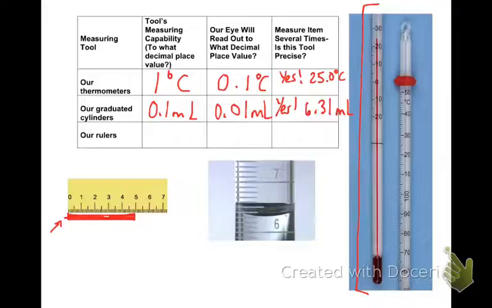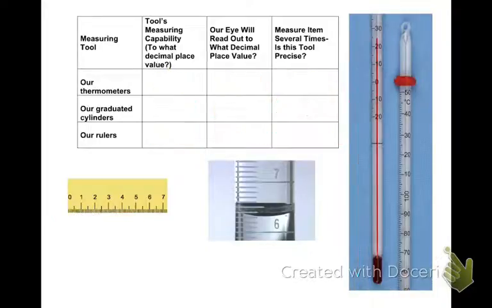So let's measure this out. Our rulers will measure out to the 10th place of a centimeter, also known as a millimeter. If you want to write that, that's fine. Our eye will read out to the 0.01 of a centimeter. And so if we look at that, that's maybe around 5.00. So yes, it is precise, and it's 5.00 centimeters. So every time you take measurements, you want to take them out to the appropriate decimal place.